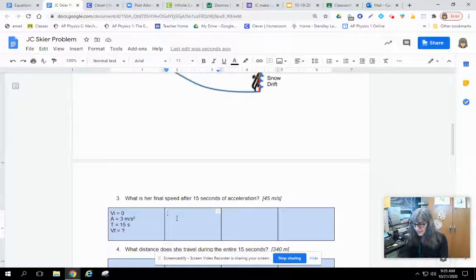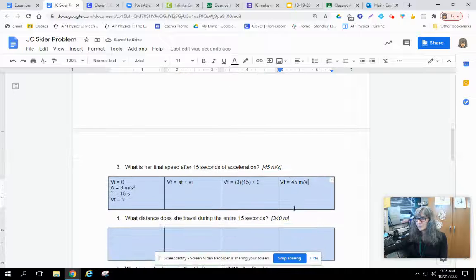So the next step is to write that equation, and we do it just in terms of letters. And now we're going to do the substitution. So VF is equal to, our acceleration was 3, so everywhere we have an A, we put a 3. Our time is 15, and the initial is 0. We can plug that into a calculator, but this one I can actually do in my head. So 3 times 15 plus 0 is 45 meters per second. So that's our first one.